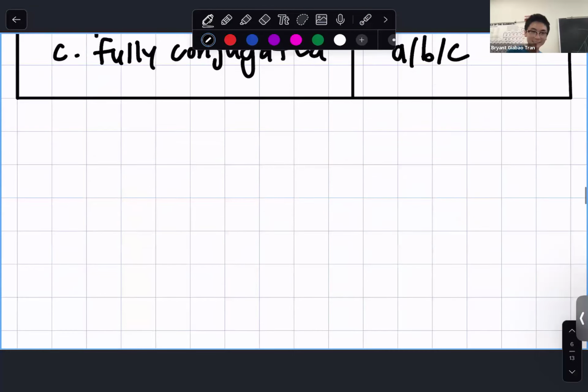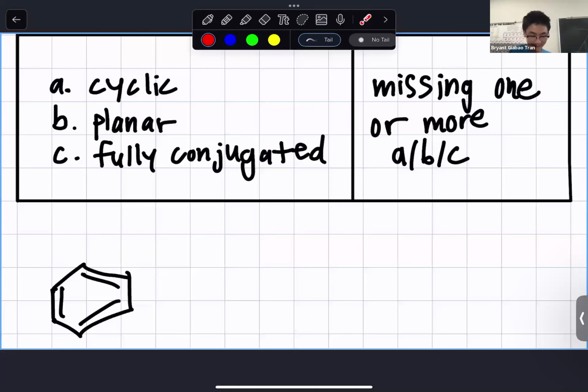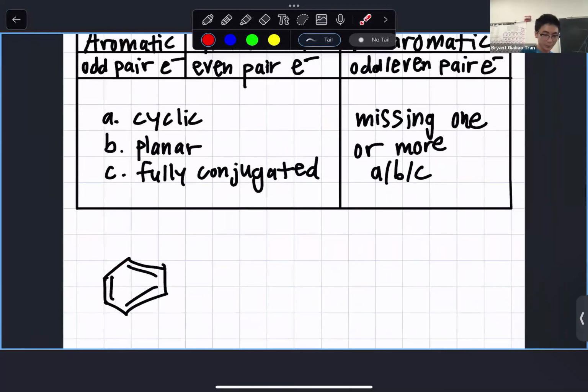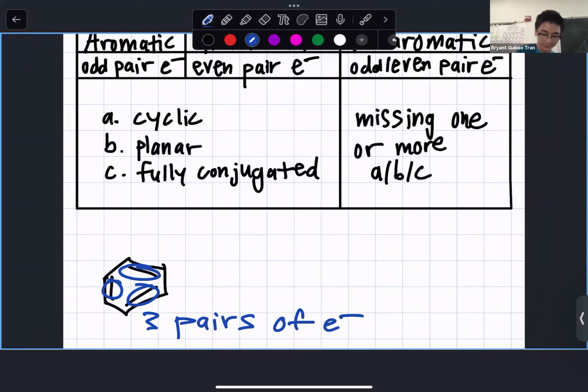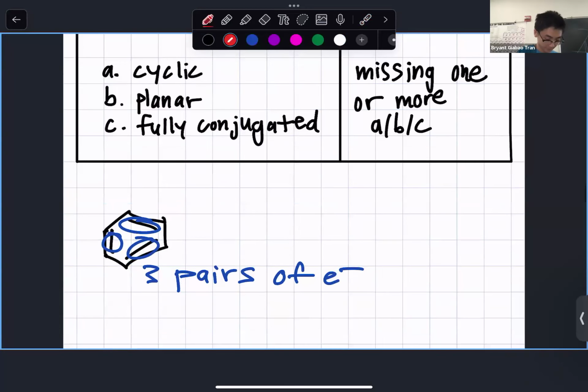So let's look at the simplest example here. This benzene ring here. We see that this benzene ring is cyclic, all in the ring. It is planar because all of the atoms are sp2 hybridized. And it is fully conjugated because all of these double bonds can do resonance all around the ring. So all three conditions are fulfilled, where we see 1, 2, 3 pairs of electrons in the benzene ring, which is an odd number of pairs. So this benzene ring is aromatic.